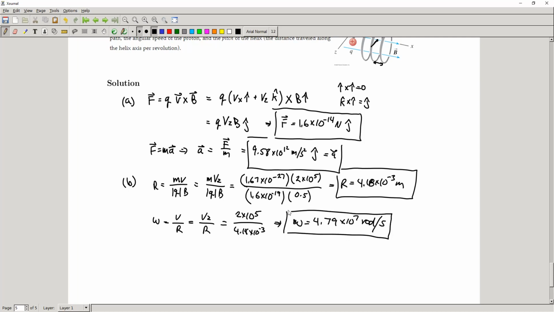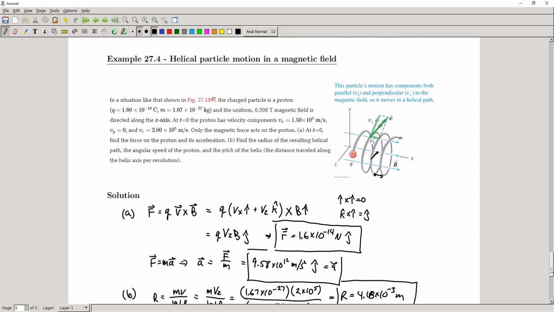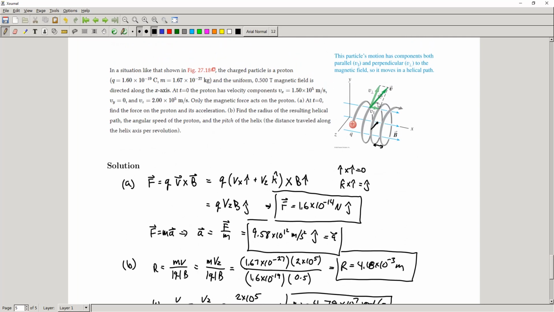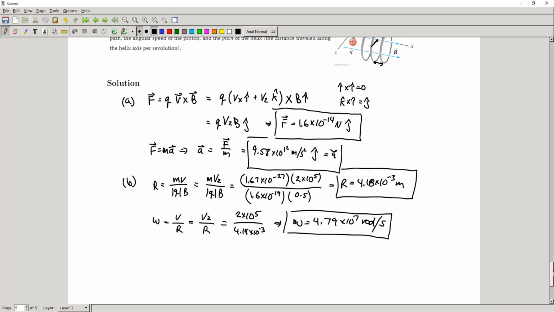And then finally, we want to know what the pitch is. What the pitch is for this thing. So we want to know, as this thing does one full circle, what is the distance between each loop in this trajectory. Okay, so if we look at that, what we need to know really is what the time to do one loop would be, and then we can find the distance traveled, because we know it's traveling in this x direction always at this constant speed. How much distance will have been traveled in the time it takes to do one loop, right?